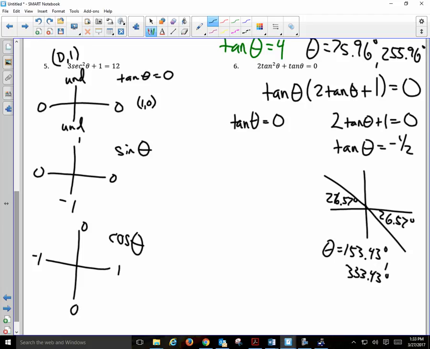So where's tangent of theta equal 0? 0 degrees, 180 degrees, and 360. So you need to list between 0 and 360.